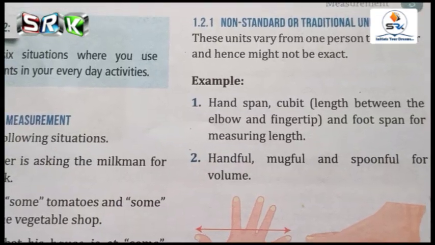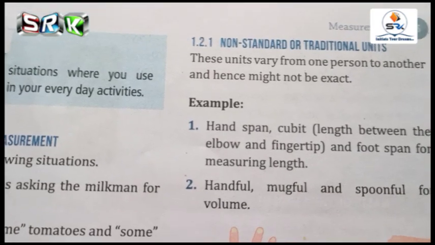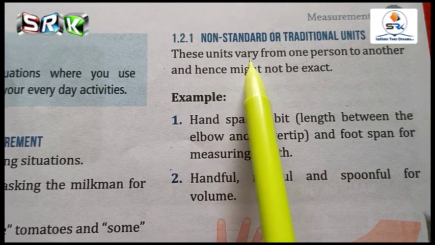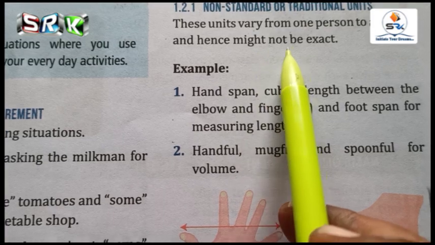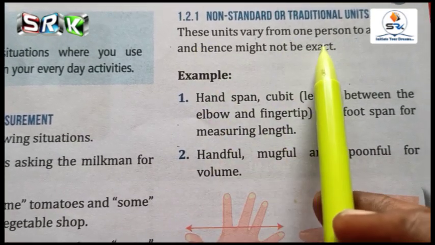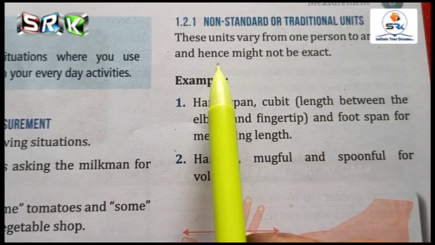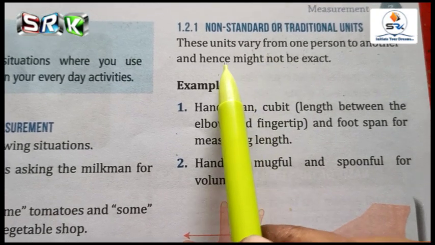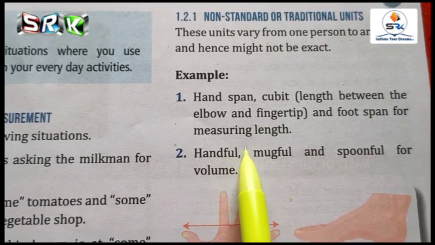So students, now we are going to see what is meant by non-standard or traditional units. These units vary from one person to another and hence might not be exact. So what does this line tell? It varies from one person to another, and hence the measurement taken by this method will not be exact. For that, an example is given for you.